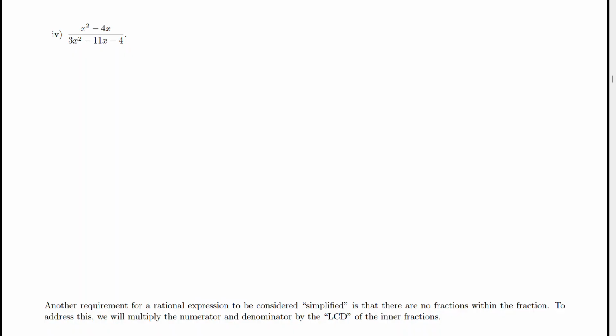Okay, again, we have another one to deal with: x squared minus 4x, all divided by 3x squared minus 11x minus 4. I recommend that you pause the video here and see if you can solve it on your own, see if you can factor it out. For the numerator, you'll need to use the GCF method. For the denominator, you'll need to use the big X method.